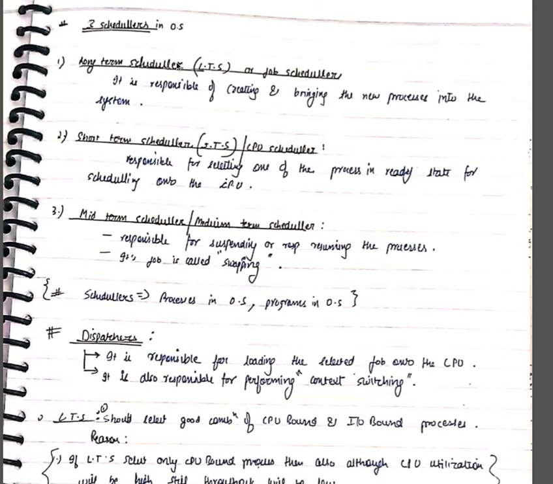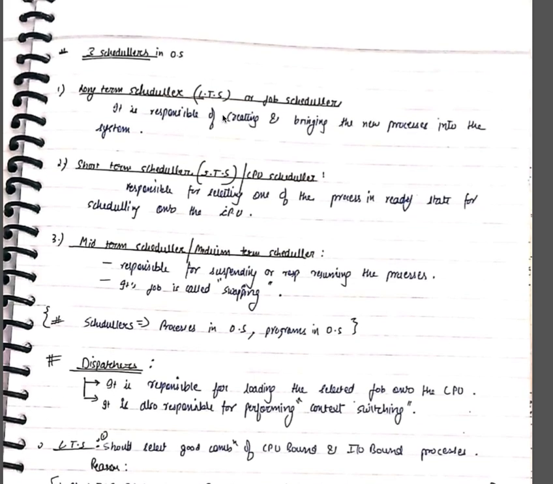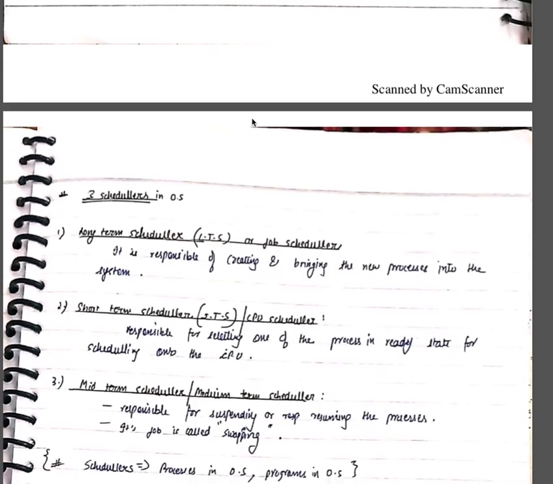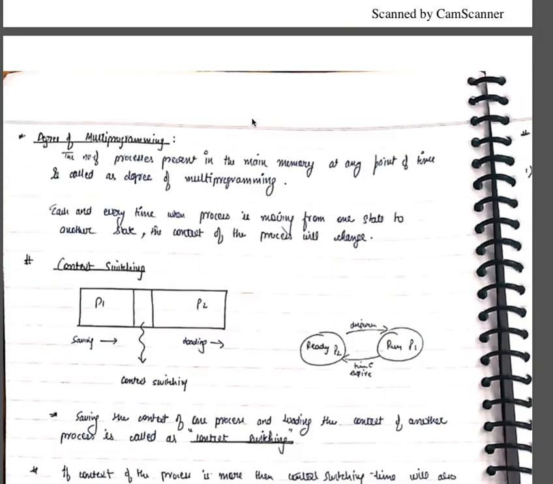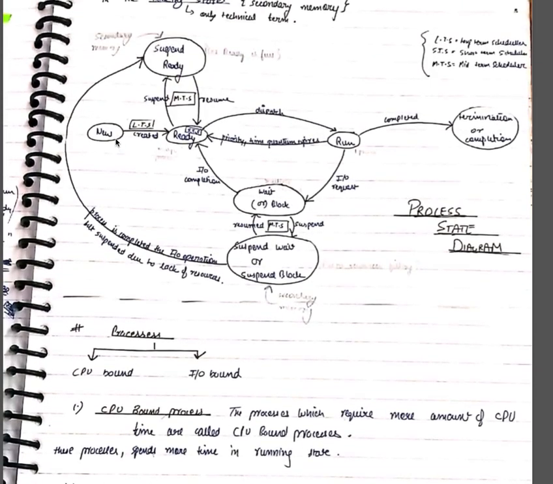There are three types of scheduler: long term scheduler or job scheduler, short term scheduler or CPU scheduler, mid term scheduler or medium term scheduler. Now, long term scheduler, where does it work? It works from bringing the process from new to the ready state. Yes, from new to the ready state, long term scheduler is used.